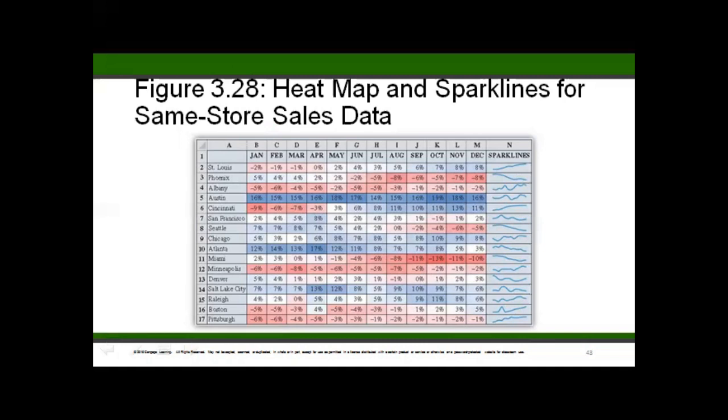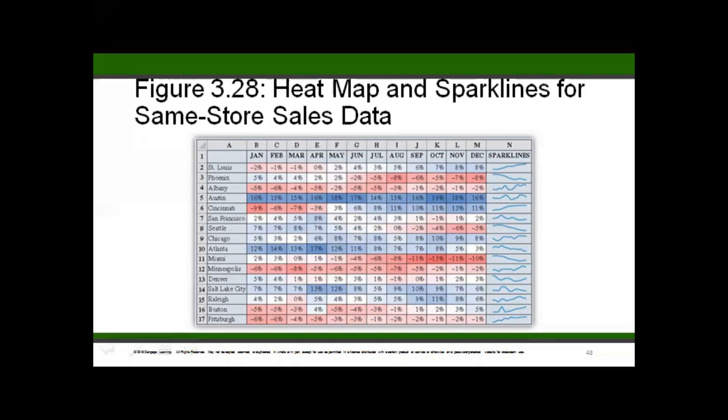This figure can be created in Excel by following these steps. Step 1, select cells B2 to M17. Step 2, click the Home tab on the ribbon. Step 3, click Conditional Formatting in the Styles group. Choose Color Scales and click on the Blue, White, Red color scale.